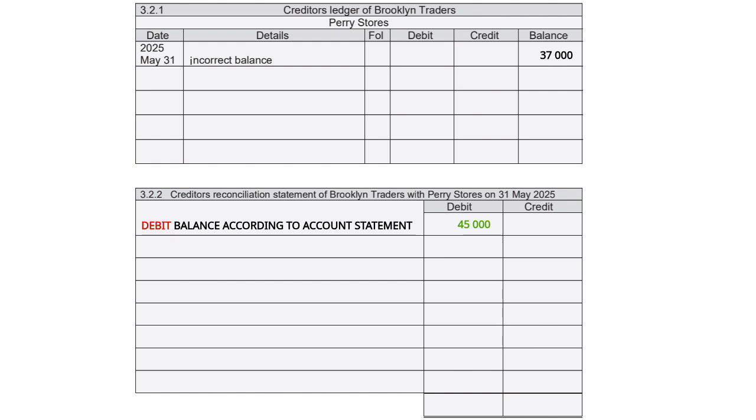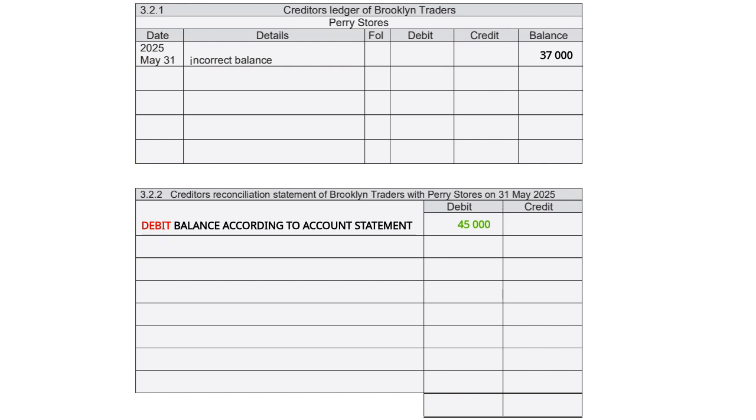Now we need to compare our account statement to our individual creditors ledger and see where omissions and errors took place by reading additional information 3A to G, and then rectify it either in the ledger or in the account statement. So let's read 3A. Invoice 442 regarding inventory that was purchased on the 3rd of May for 9,500 Rand was recorded incorrectly as 5,900 Rand by Brooklyn Traders in their creditors ledger.